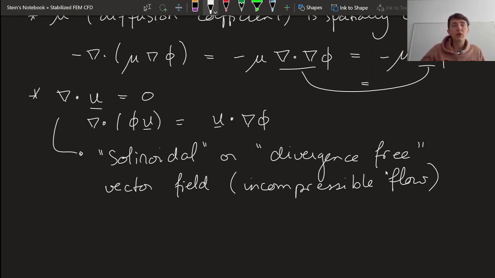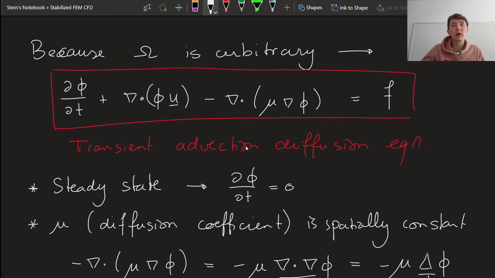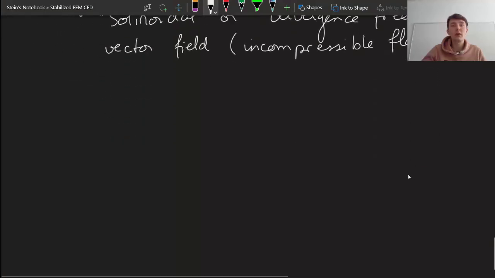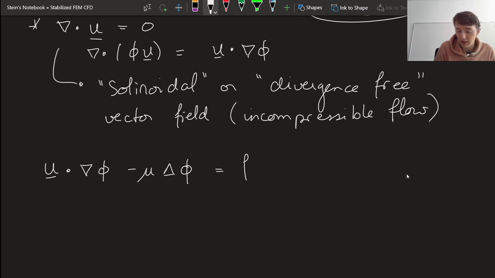So if I now make use of these three assumptions, then I can simplify the transient advection-diffusion equation into the following statement. What I would get is u dotted with the gradient of phi minus mu times the Laplace operator acting on phi is equal to f. And this is the form that I will typically use when I'm talking about the advection-diffusion equations.